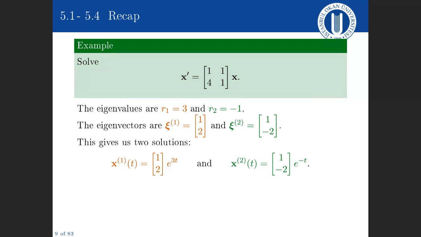As soon as we know the eigenvalues and the eigenvectors, we can write down two solutions. It's always eigenvector e to the power eigenvalue t. The eigenvector is 1, 2. The eigenvalue is 3, so it's 1, 2 multiplied by e to the power 3t.